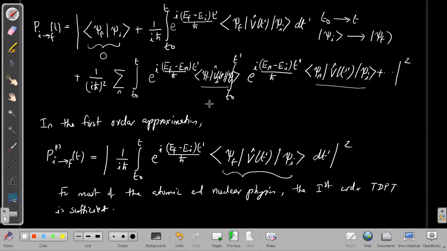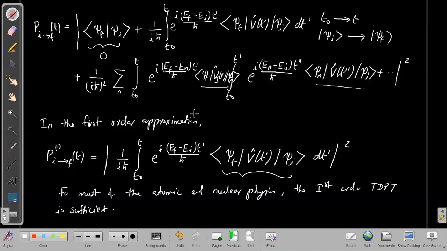But if you go for the second order approximation, then it is also possible that we may get the transition through an intermediate state. That is, the system can move from the state psi i to some other intermediate state psi n, then finally it can go to psi f. Okay, so that is the difference.